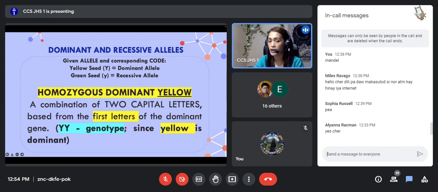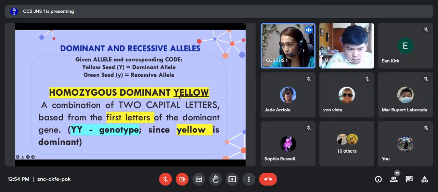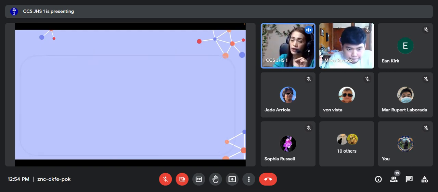So let us say your first given is homozygous dominant yellow. When you talk about homozygous, it pertains to a combination wherein the letters are of the same case. Since you have a dominant yellow, the corresponding genotype is capital Y, capital Y, and that is described as homozygous dominant yellow. Two capital letters.